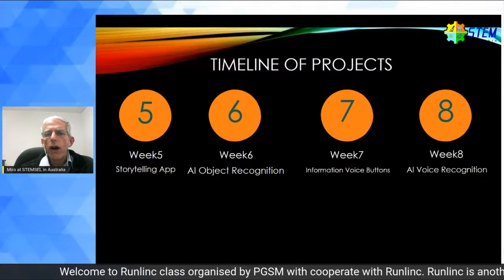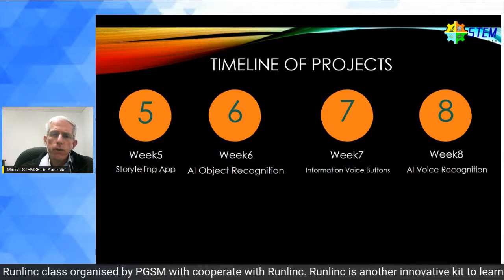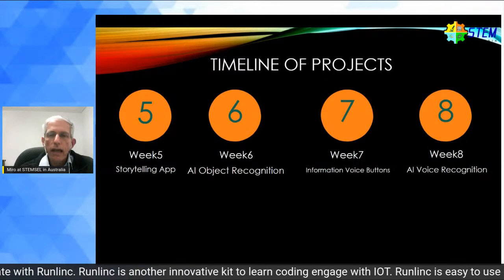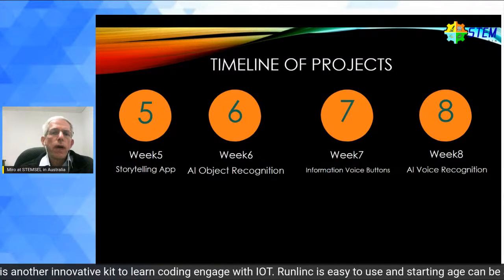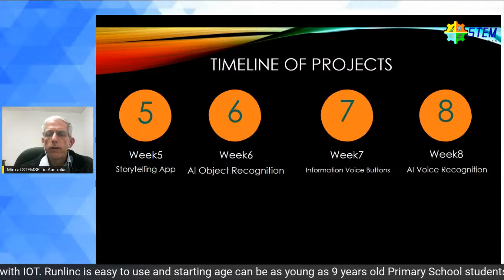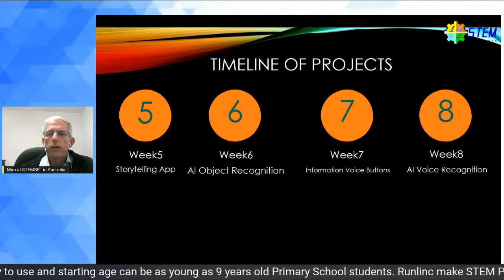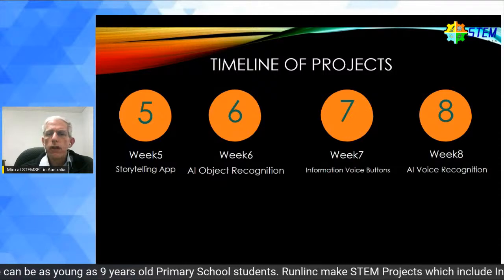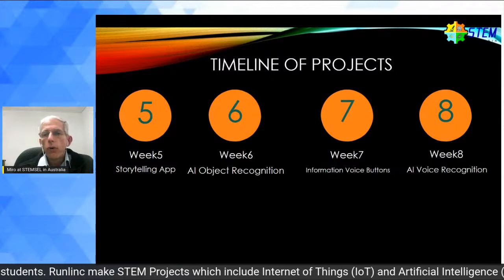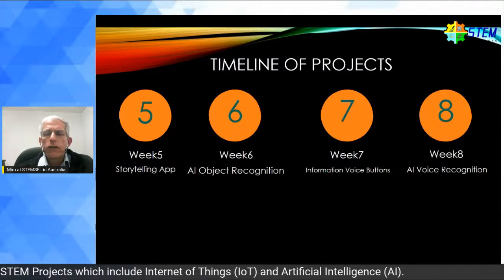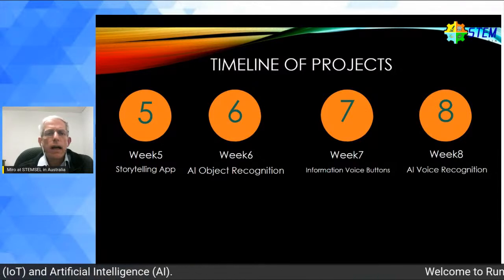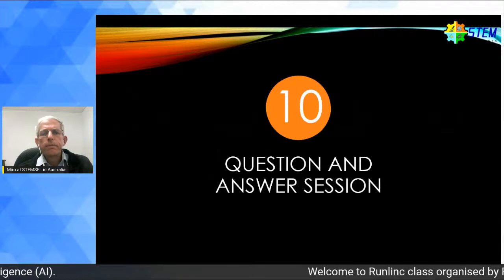Week 8, we have AI voice recognition. Instead of text to voice, the AI browser can detect the voice and change it to text. Runlink can also check the text and take action. So you can give it commands, for example, to draw a square or a circle onto the screen. We'll also have links to videos where students have told Google Home, for example, to draw a graph on their page. So Runlink can do AI voice recognition. These are the projects during the 8 weeks.